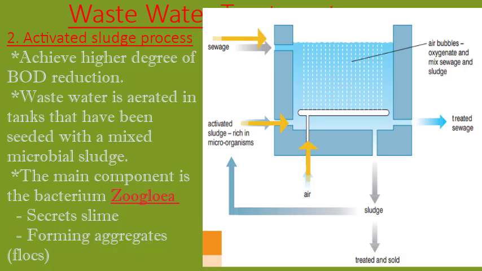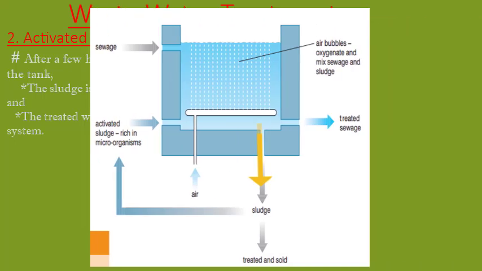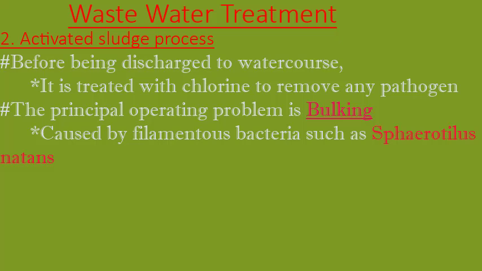That means wastewater is aerated in tanks that have been seeded with a mixed microbial sludge. The main component is the bacterium Zoogloea, which secretes slime and forms aggregates called flocs, around which other microorganisms attach. After a few hours residence in the tank, the sludge is allowed to settle out and the treated water passes out of the system. But before being discharged to watercourses or rivers, it must be treated with chlorine to remove any pathogens.